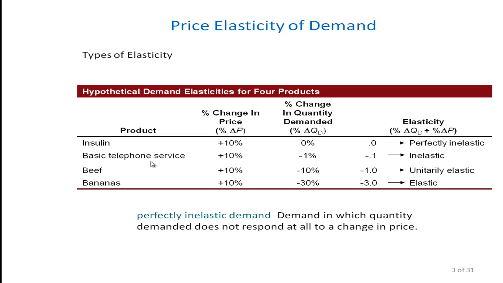On the other hand, bananas, if the price went up by 10%, perhaps the quantity demanded would go down by 30%. Okay, this is a case where the elasticity is -3, and we call this elastic. It's very responsive to a change in price. Well, why? There are a lot of substitutes for bananas. While there's a fairly limited number of types of meat, there's really a lot of different kinds of fruits.